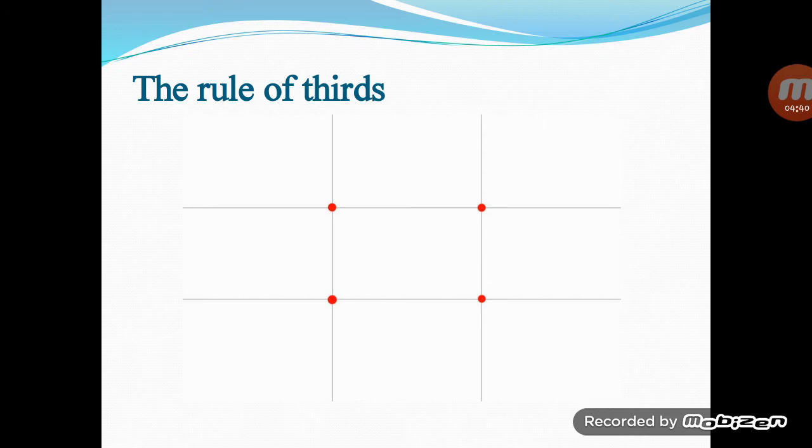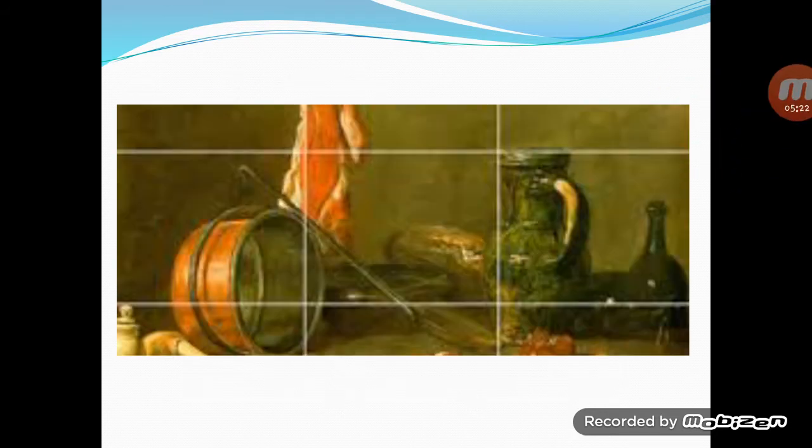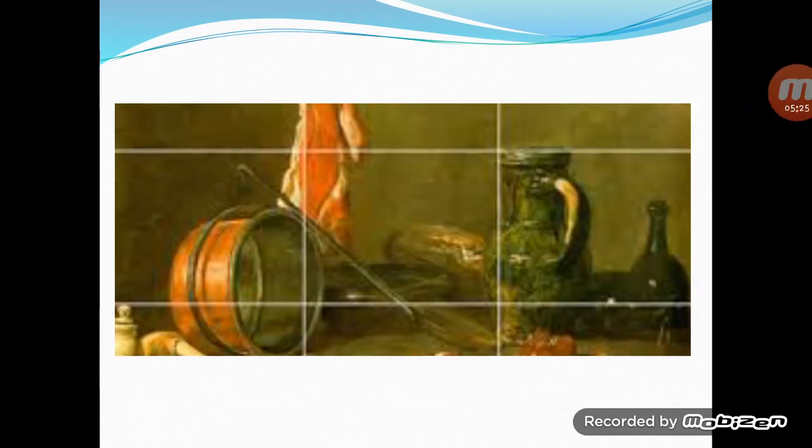The rule of thirds is quite simple. Divide a canvas in thirds both horizontally and vertically, and place the focus of the painting either one third across or one third up or down the picture, or where the lines intersect, the red circles on the diagram.